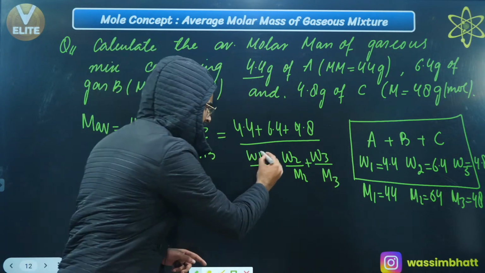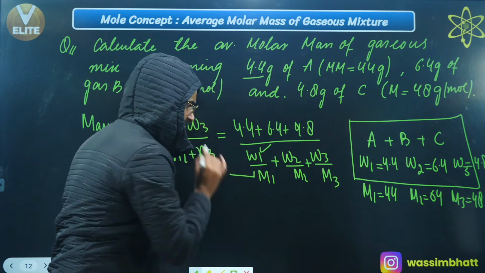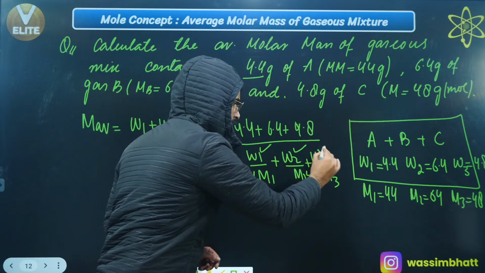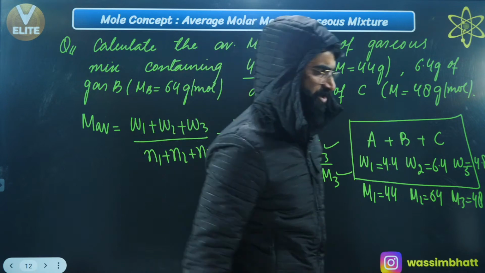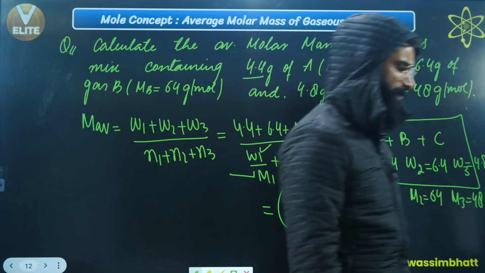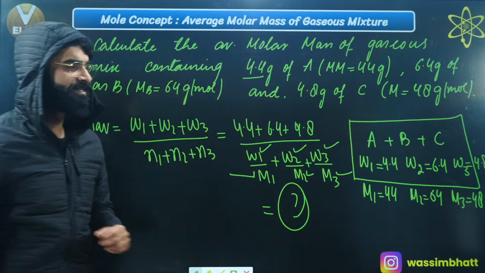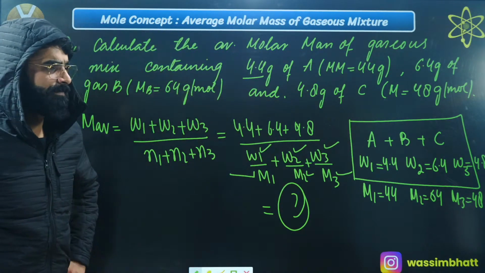Do we know the value of W1? Yes, we know. Do we know the value of M1? Yes, we know. W2 we know, M2 we know, W3 we know, M3 we know. Just put all the values over here, and get the average molar mass of the gaseous mixture. Isn't it simple, my dear people? Isn't it simple? Perfect.